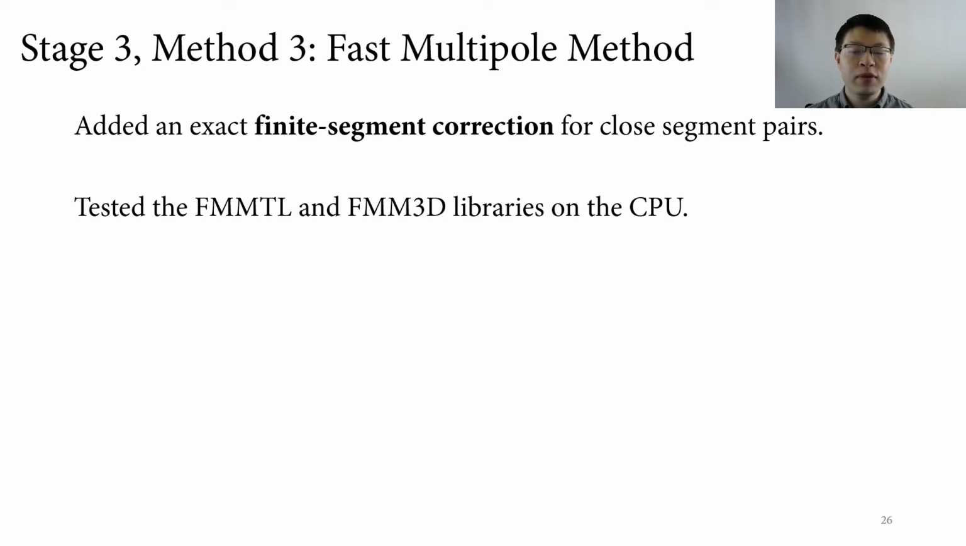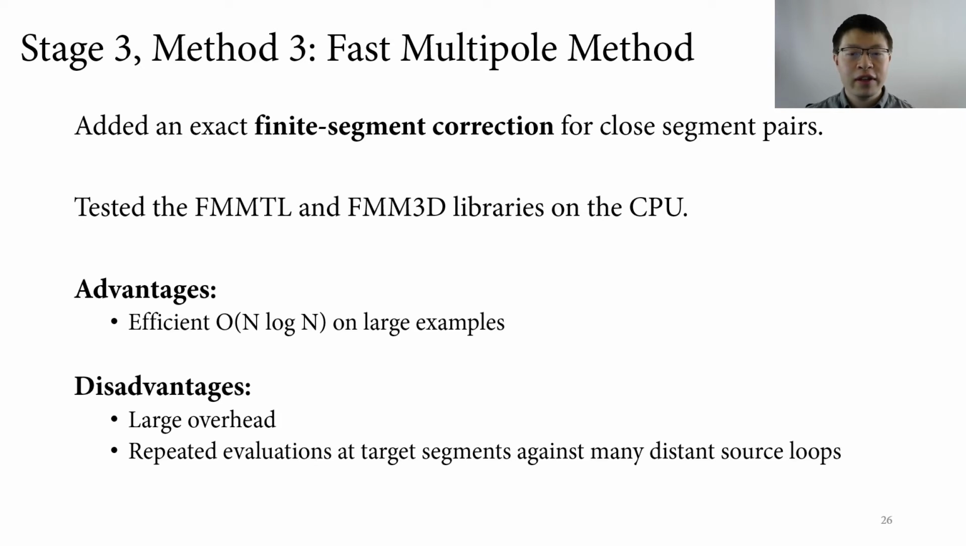To reduce the midpoint sampling error, we added an exact finite segment correction for close segment pairs. See the paper for more details. We tested two FMM libraries. The advantage of FMM is that it's efficient on large examples. However, the disadvantages are twofold. First, fast multipole has a large overhead that scales poorly except on the largest problems. And second, FMM repeatedly evaluates a field at every target segment for every loop pair that a target loop participates in. This could be unnecessary work when target segments are far away from the other curve. See the paper for more details.